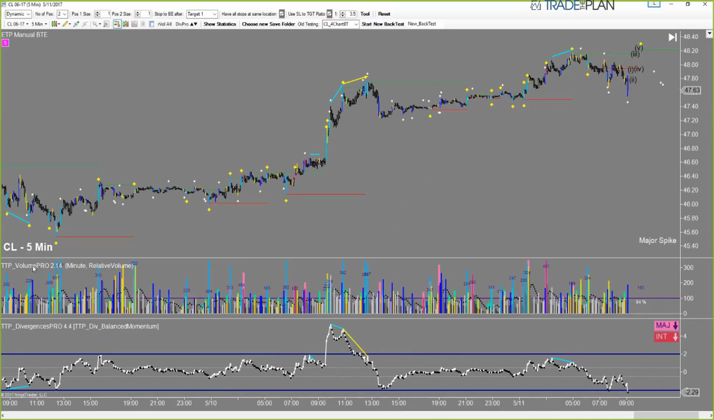So here, an impulse move, what is an impulse move? We're looking at waves that are typically not overlapping.